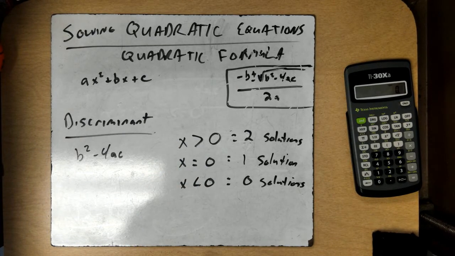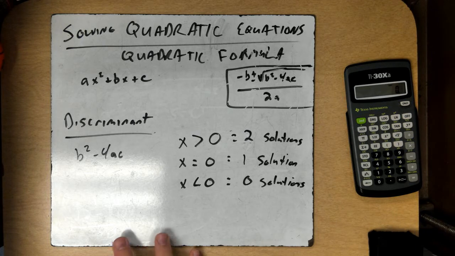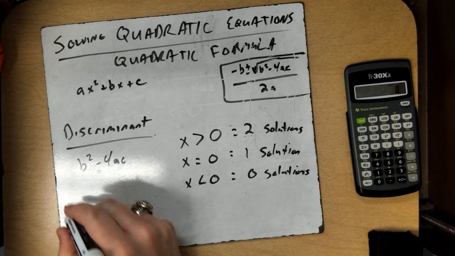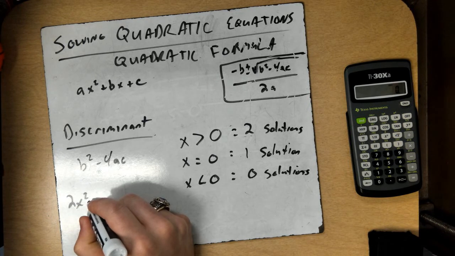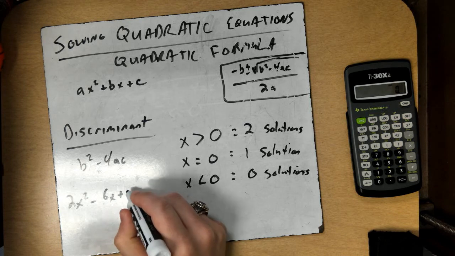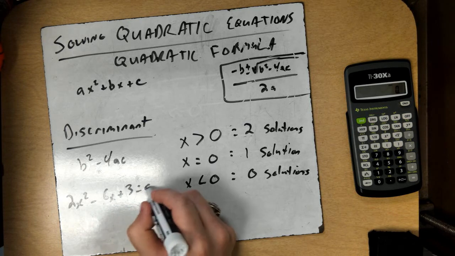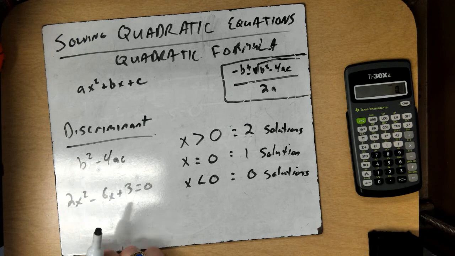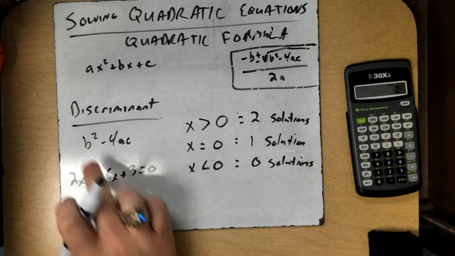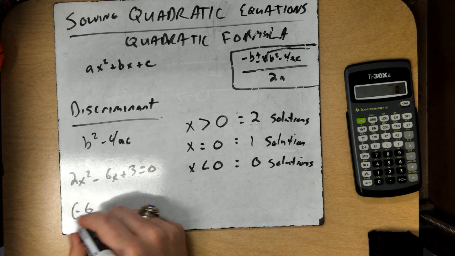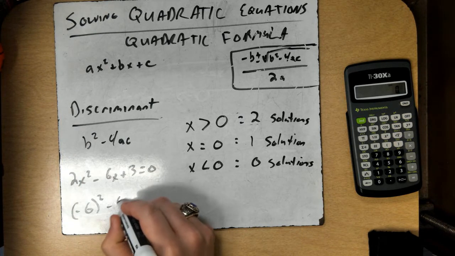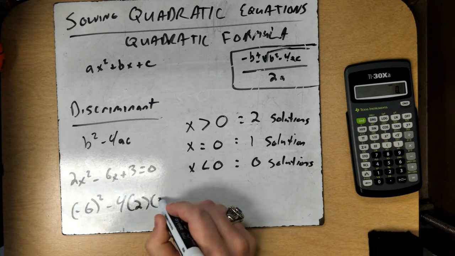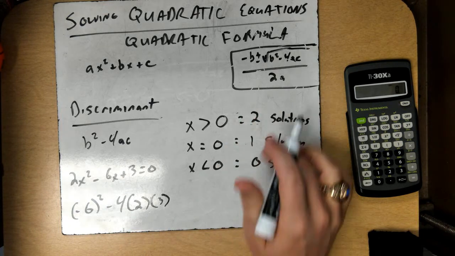Okay, so let's go ahead and give an example here. Let's do 2x squared minus 6x plus 3 equals 0. Remember, we're only taking this part here, our b squared minus 4ac. So our b is negative 6, so negative 6 squared minus 4 times a, which is 2, times c, which is 3. There's no square root involved, it's just whatever's underneath the square root.